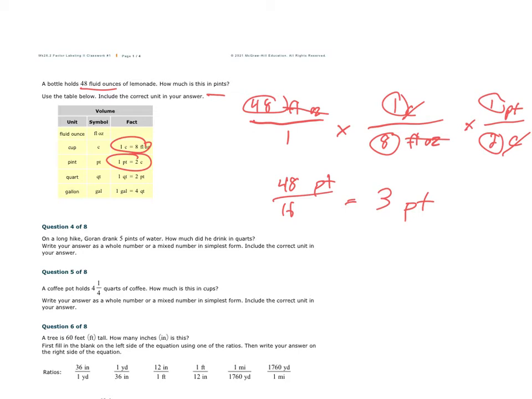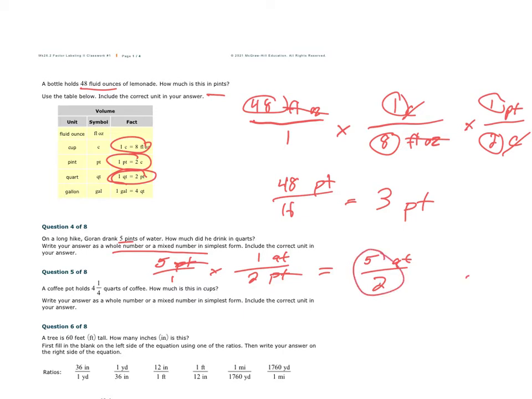Next one. On a long hike, Goran drank 5 pints of water. That's what I'm starting with. How much did he drink in quarts? I'm going to change pints to quarts if that's possible. Oh yeah, 1 quart is 2 pints. Now I can cross out pints, and I'm left with 5 quarts over 2. This wants our answer as a whole number or a mixed number. Well, 5 over 2: 2 goes into 5 2 times with a remainder of 1, so 2 and 1/2 quarts.